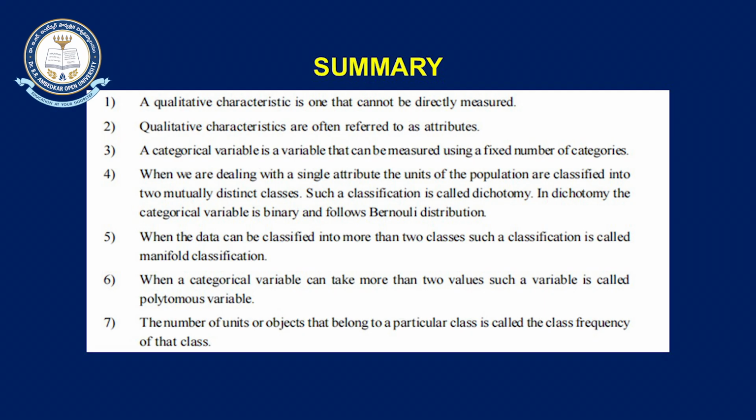Whenever we are dealing with a single attribute, the population is classified into two mutually distinct classes, and the classification is called a dichotomy. Dichotomy means it is binary, following a binary distribution, the Bernoulli distribution. Whenever the data can be classified into two or more classes, it is called manifold classification. Categorical variables with more than two values are called polytomous variables. The number of units or objects belonging to a particular class is called the class frequency of the class.